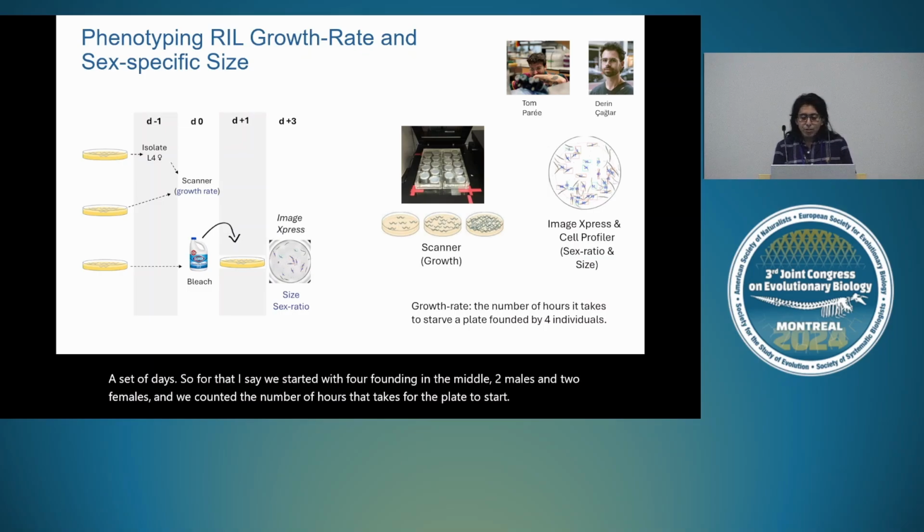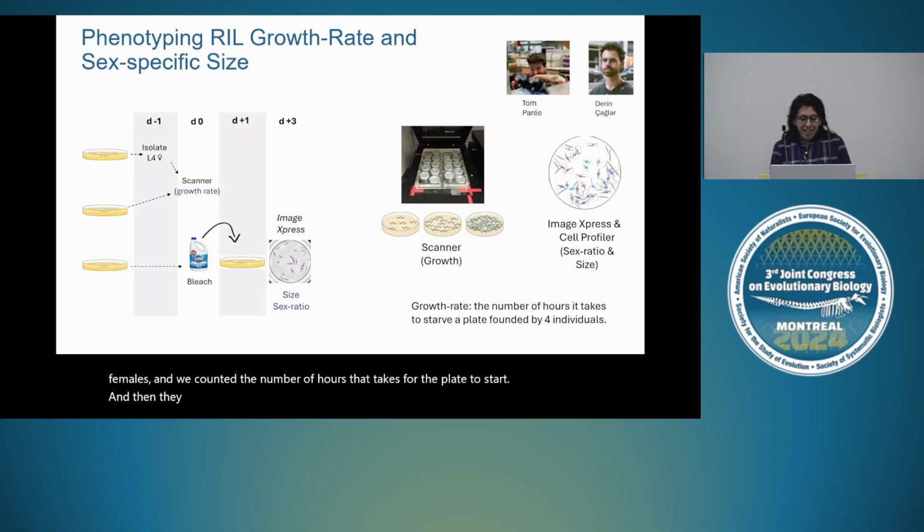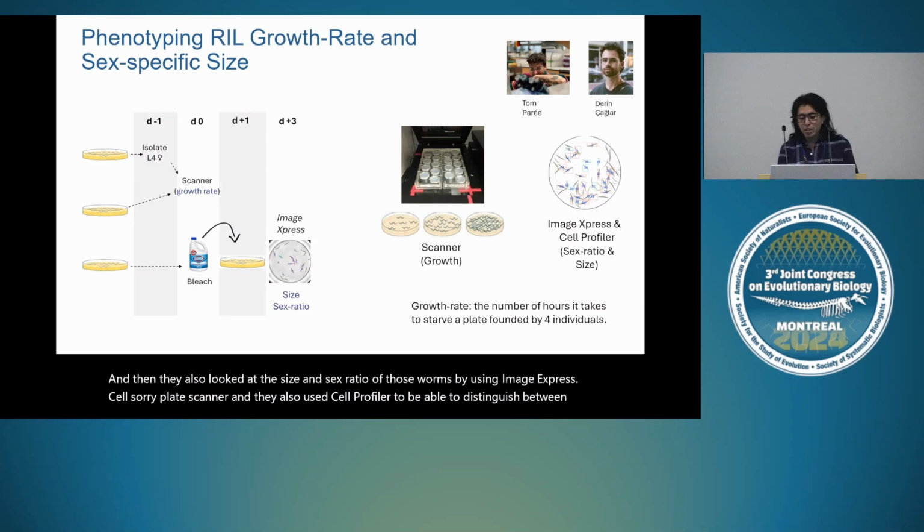And then they also looked at the size and sex ratio of those worms by using an ImageXpress plate scanner, and they also used CellProfiler to be able to distinguish between male and female and to measure the length.